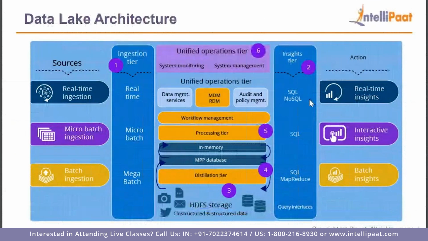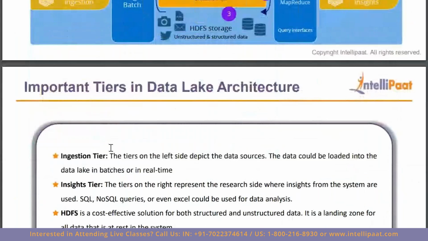You see this picture, right? There's something called source. Here it is showing real-time ingestion, micro-batch ingestion, or batch ingestion. Then we have something called the ingestion tier. We have the HDFS storage, we have the insight tier, and we have the actions. Let's understand what each tier is. So the ingestion tier is your first tier.